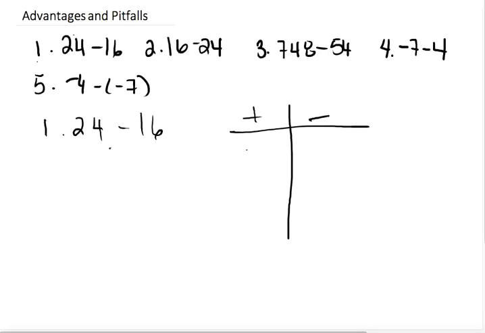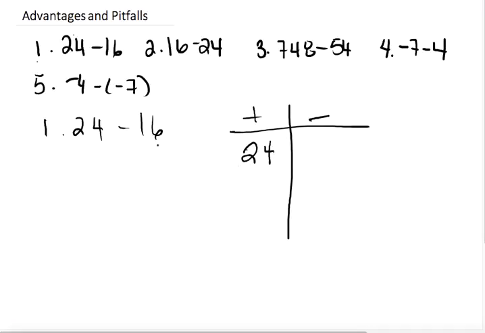So I have 24 positives, and I only put down the 24 because I'm taking away the 16. So I don't note the 16 anywhere. I'm just keeping track of how much I'm taking away. So I have 24, and I need to take away 16 positives. So I'm taking away only from the positive side. 16 is smaller, so I'm not even going to have to work with zero pairs or anything like that.